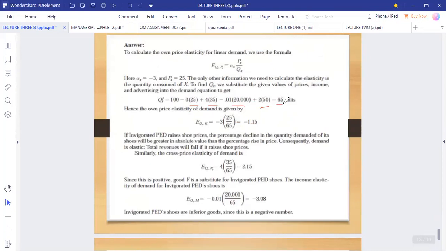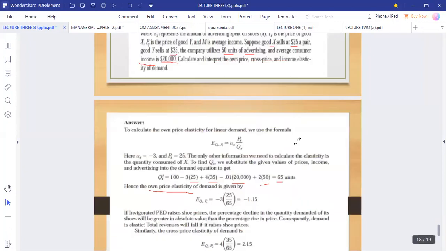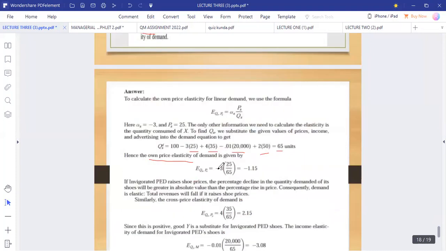Here, you don't even need to use any calculus. It's quick. For the own-price elasticity of demand, just use X against X. So there's a 3 here, so we're going to get a gradient. 3 times the price of X, which was 25, over the current demand 65, which we've calculated. So 3 times 25 over 65, negative 1.15.